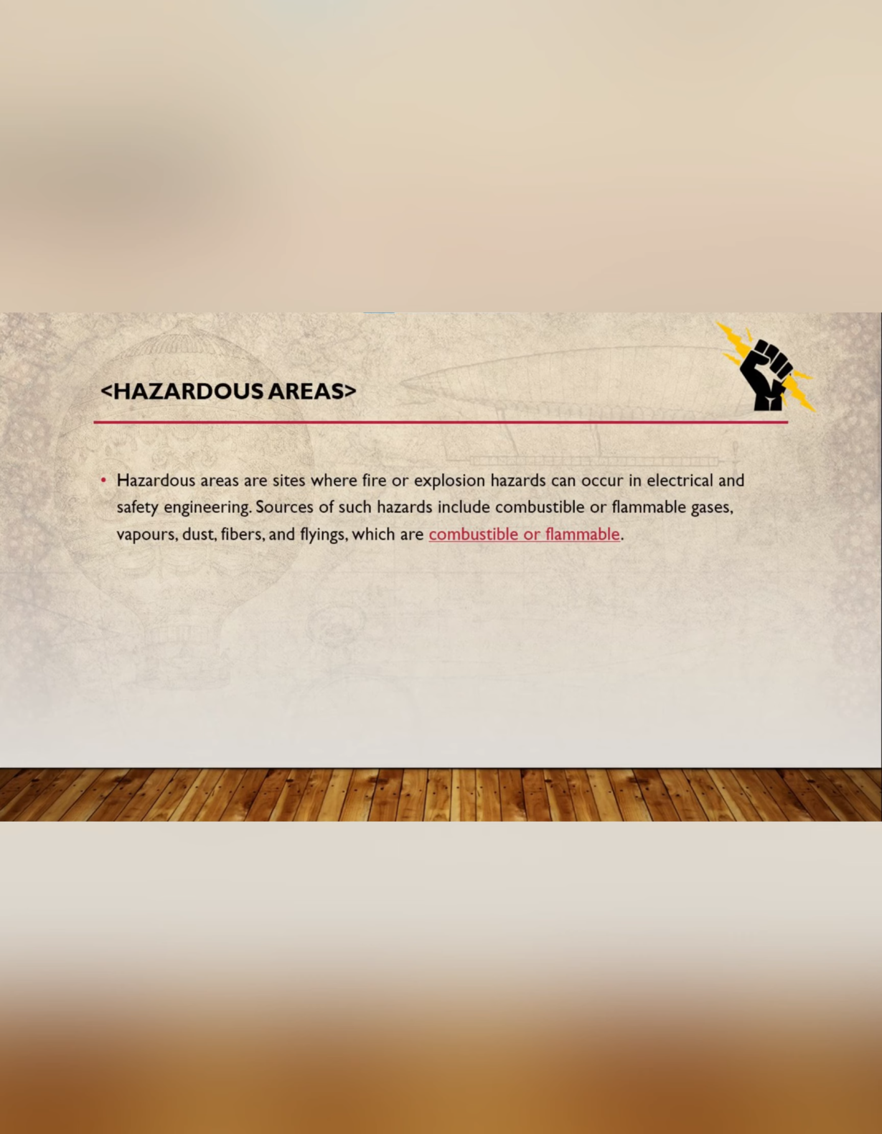Hazardous areas are sites where fire or explosion hazard can occur in electrical and safety engineering. Sources of such hazard include combustible or flammable gases, vapors, dust, fibers, and flying debris, which are combustible or flammable.